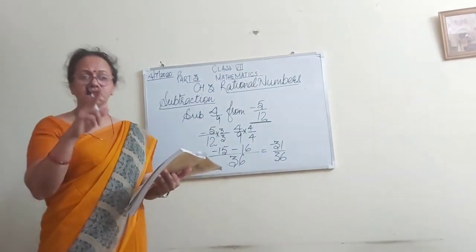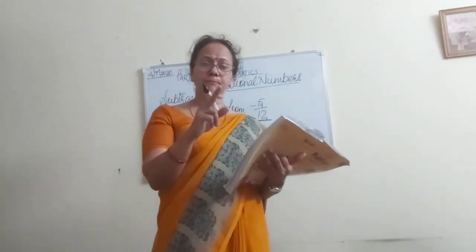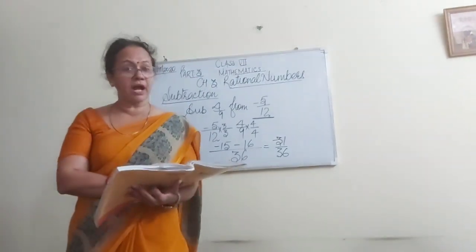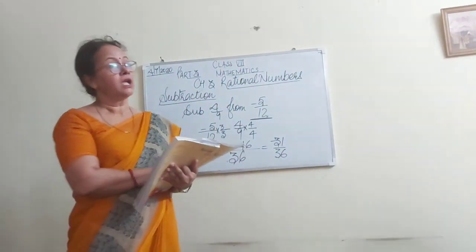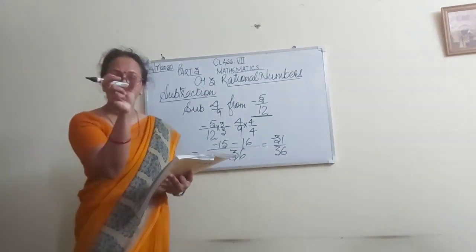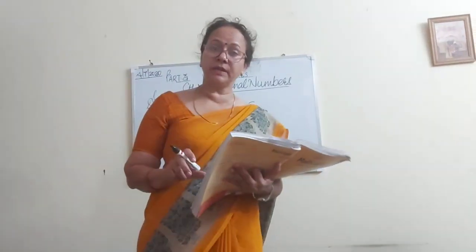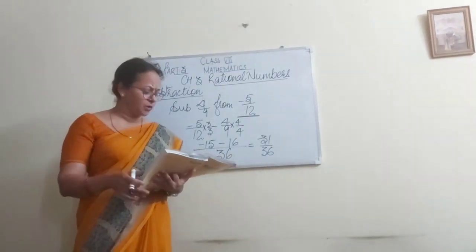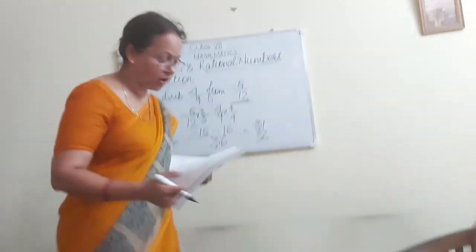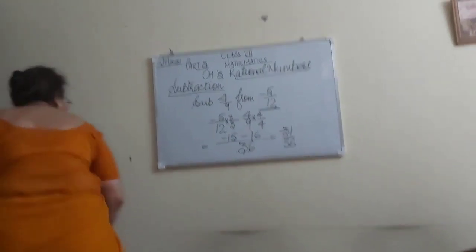So, students, you will do first the examples given in the book. I have explained most of the examples, so you will do the remaining ones as practice. You will mention practice of example and then you will do those examples. Okay, now I am going to the topic multiplication of rational numbers.